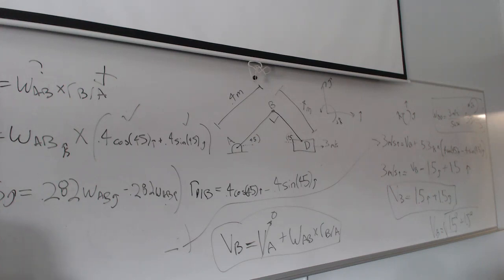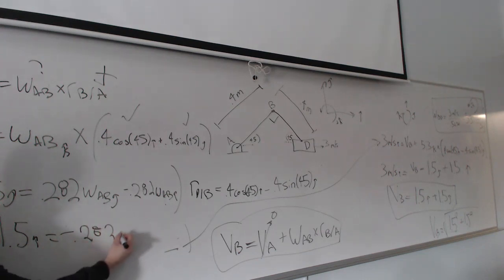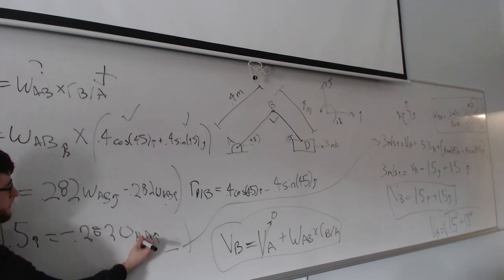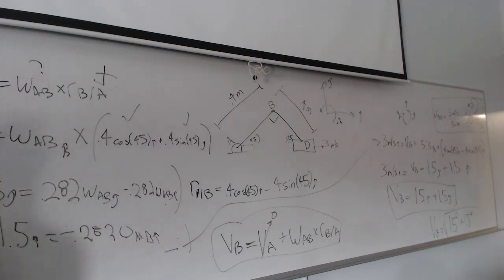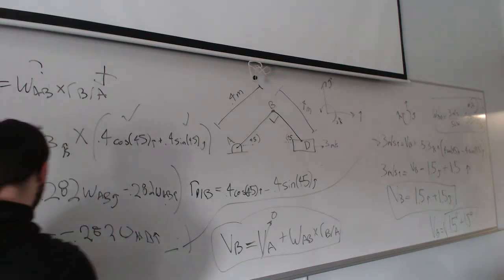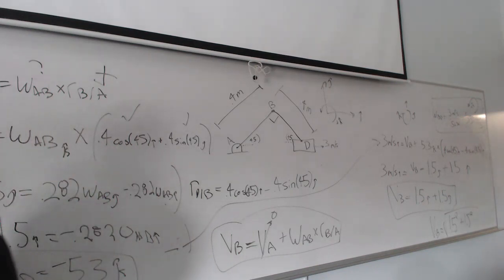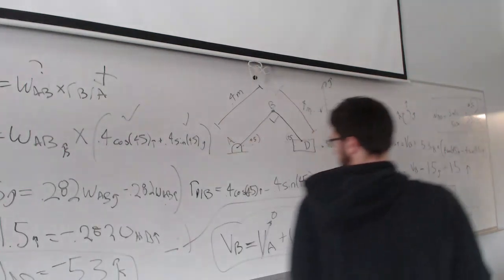So last step, literally last step, solving this, looking at just the I components, for example. 1.5 in the I is equal to negative 0.282 angular velocity of AB in the I direction. Just algebra at that point. Angular velocity of AB is negative 5.3 in the K direction. That's the answer.